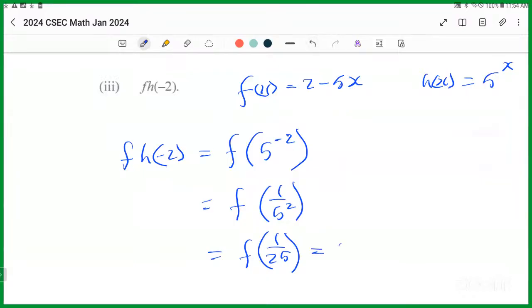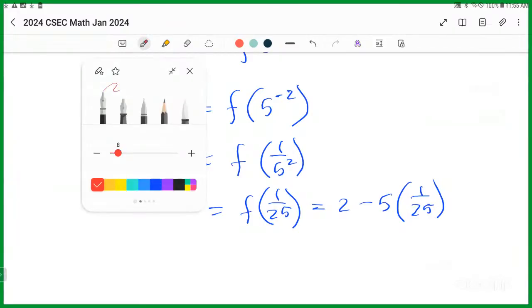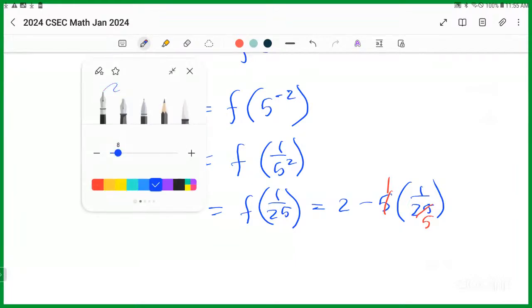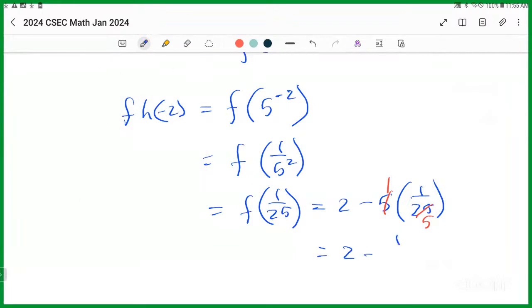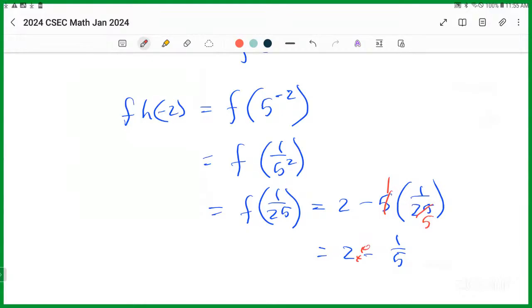So this becomes 2 minus 5 times, we put 1 over 25 here, 1 over 25. Alright? And now we're going to simplify this. 5 into this goes 1 time, 5 into this goes 5 times. So this becomes 2 minus 1 over 5. Now the 2 is the same as 10 over 5. To turn it into a fraction over 5, you can multiply it by a 10 and divide it back by 10.